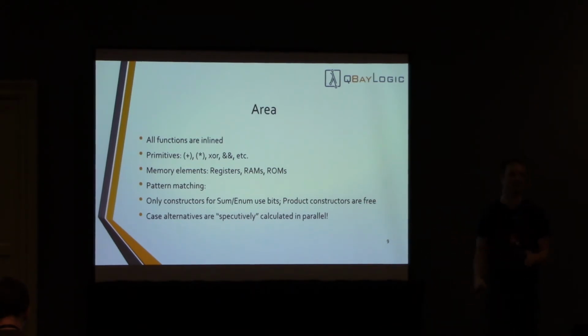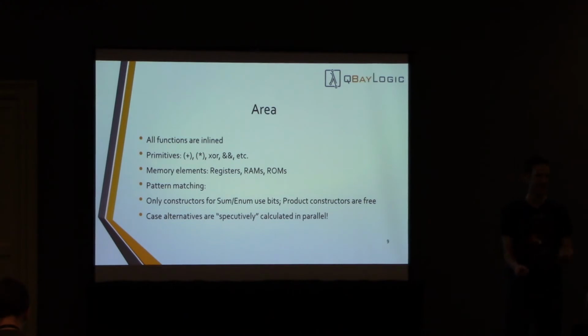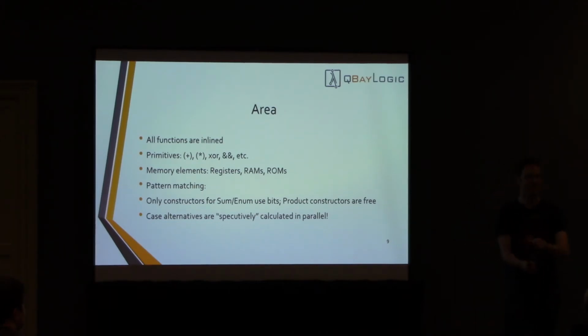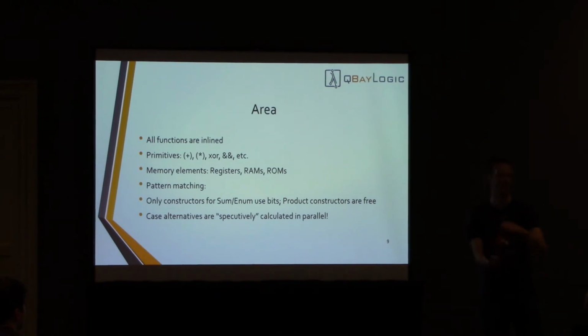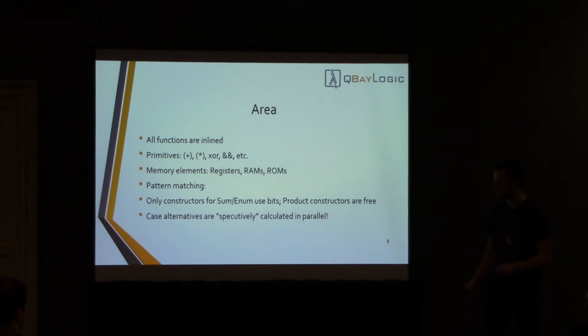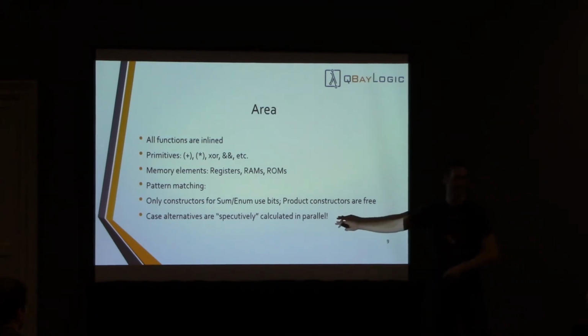Product types are basically free. Basically, in Clash, everything is unboxed. So pattern matching on products is completely free. And very important is that if you look at case statements, all of the alternatives of your case statement will be simultaneously present in your circuit and simultaneously calculating. It's just that the multiplexer will only pick the right answer, the one that you actually wanted. And this is very important for the space usage.